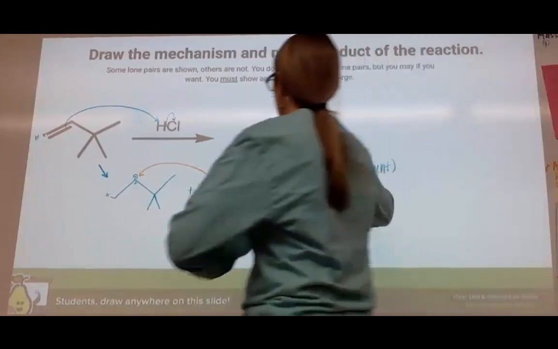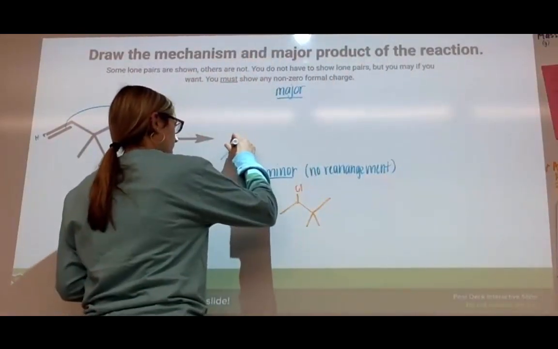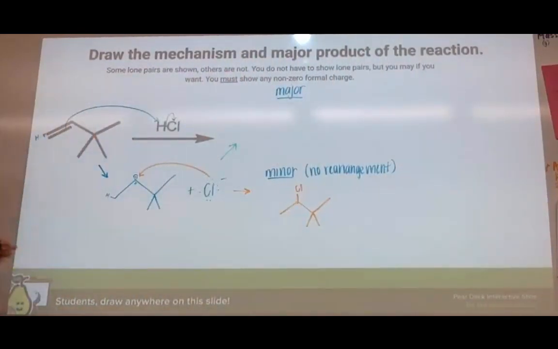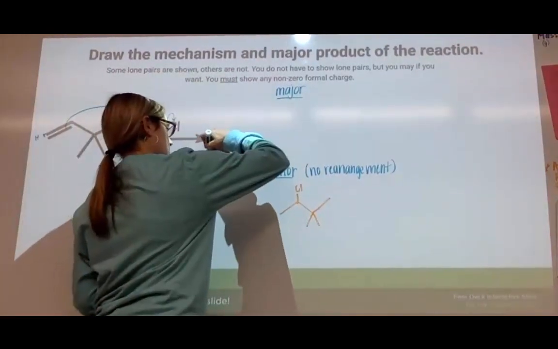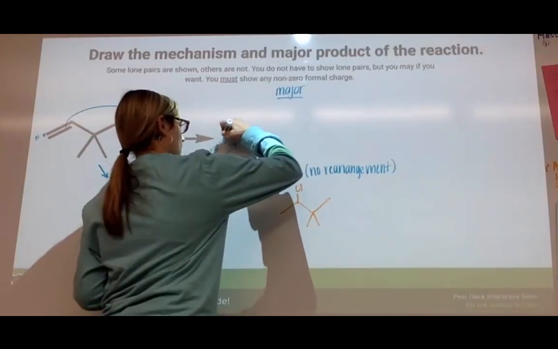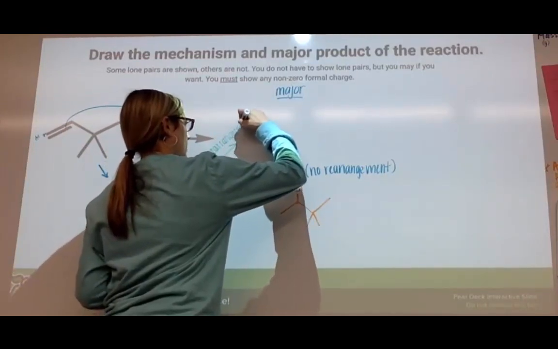Now, if a rearrangement occurs, here's where this is going to split off. Oh, I'm not going to use that color. All right, this is where it could split off. I'll label this and then change colors. Let's assume that a rearrangement occurs.